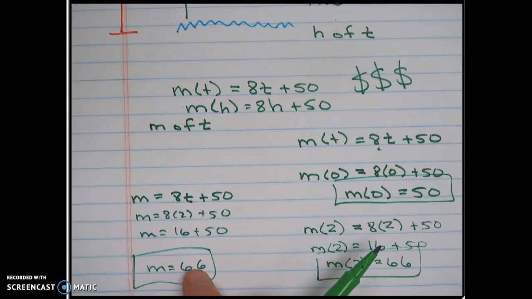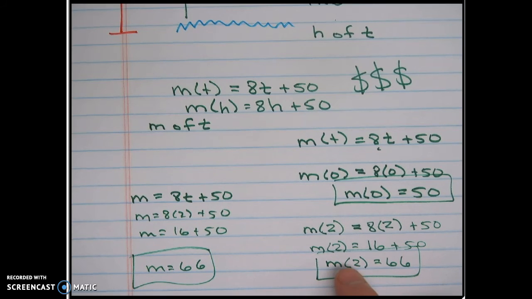What does m equals 66 mean? It means your money is equal to $66. The m just stands for money. Here, what does m of 2 mean? It doesn't mean m times 2. It means my money after 2 hours equals 66. And that's kind of the basic idea of function notation.